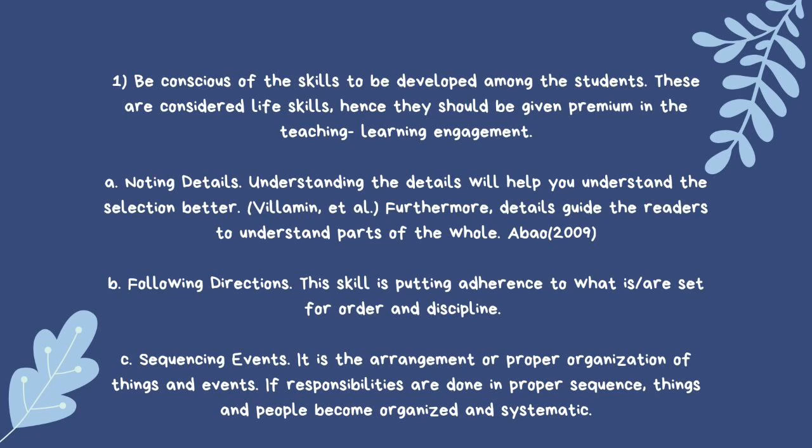Then the next is sequencing events. It is the arrangement or proper organization of things and events. If responsibilities are done in proper sequence, things and people become organized and systematic. By placing responsibilities or tasks in the correct sequence, individuals establish organization and systematic flow. This ensures that actions are carried out efficiently and effectively, leading to smoother processes and better outcomes.